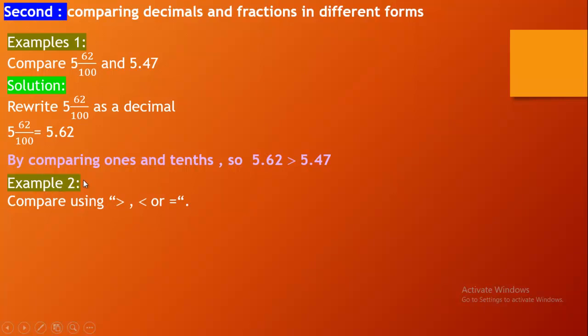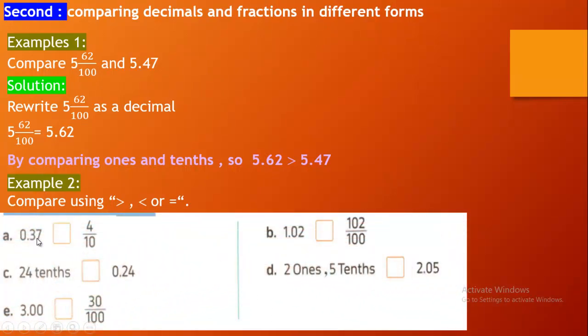Example number 2, we can compare by putting greater than, less than, or equal. 37 hundredths or 4 tenths. Which is greater? 4 tenths. We can write it in decimal form, 0.4. We don't have a number in hundredths, so we can put 0 here. Which is greater? 40 hundredths or 37 hundredths? 40 hundredths is greater than 37 hundredths, so 4 tenths is greater than 37 hundredths.